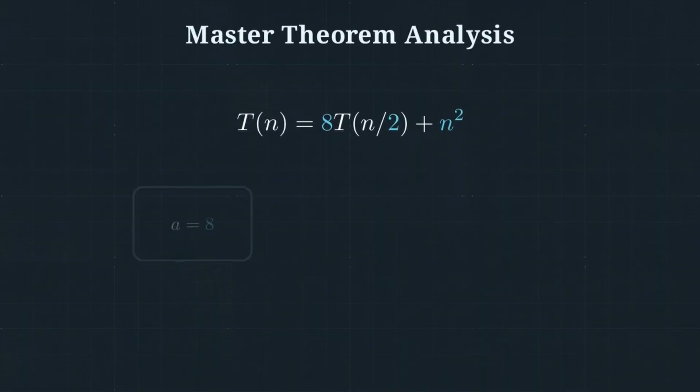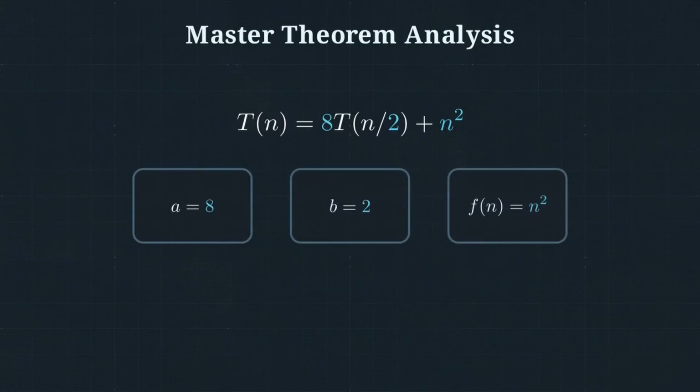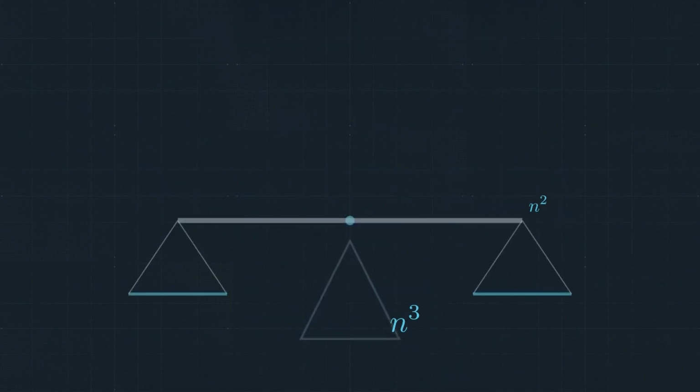This calculation matrix introduces our first test case. From the recurrence, we extract our variables. A is 8, b is 2, and f of n is n squared. We calculate the critical leaf quantity by taking log base 2 of 8. Log base 2 of 8 is 3, which simplifies our exponent to n cubed. Returning to the scale, we execute our comparison.